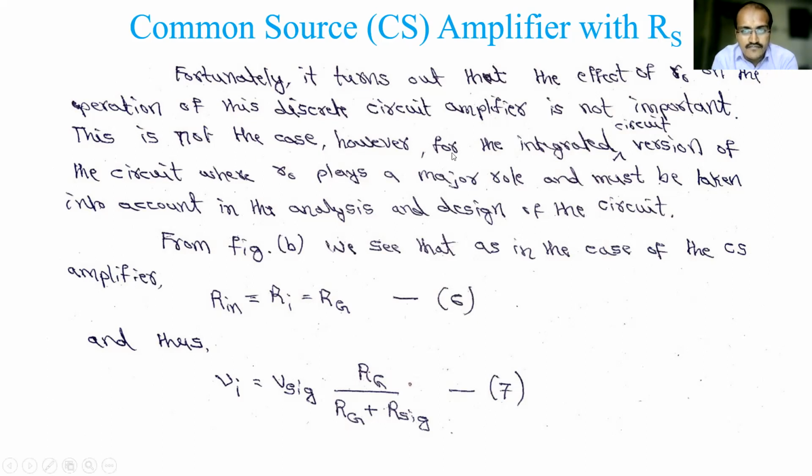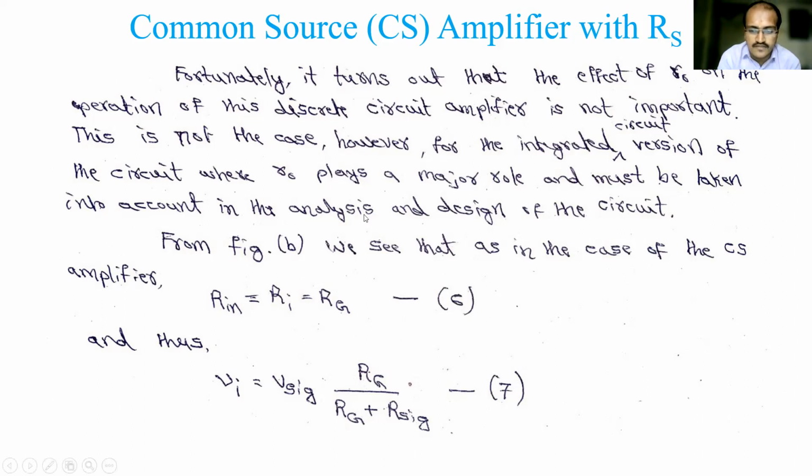So this is not the case, however, for the integrated circuit version of the circuit, where R naught plays a major role and must be taken into account in the analysis and design of the circuit. So this paragraph will explain that. Some of you may have a doubt: sir, whenever we want, we can omit the R naught so that the analysis is simpler. No. Only when it is a discrete circuit amplifier can you omit it, so that it will not affect the value much. Okay, so that is the point.